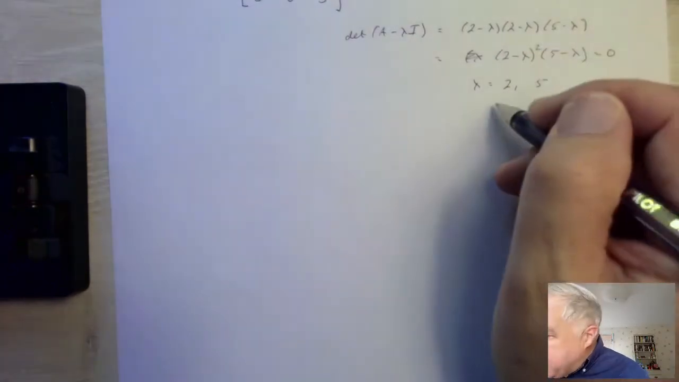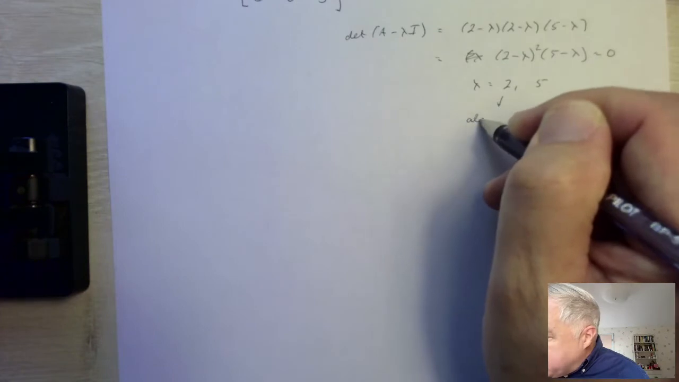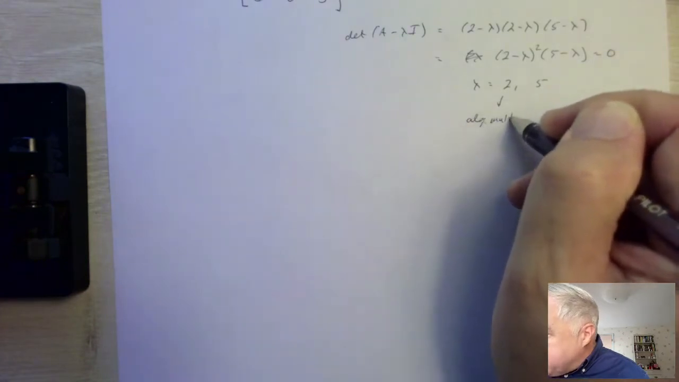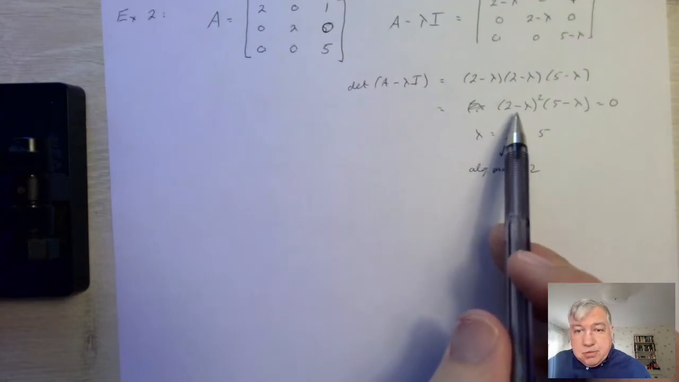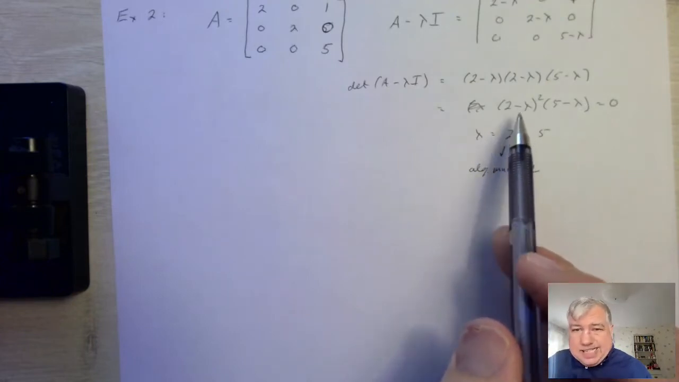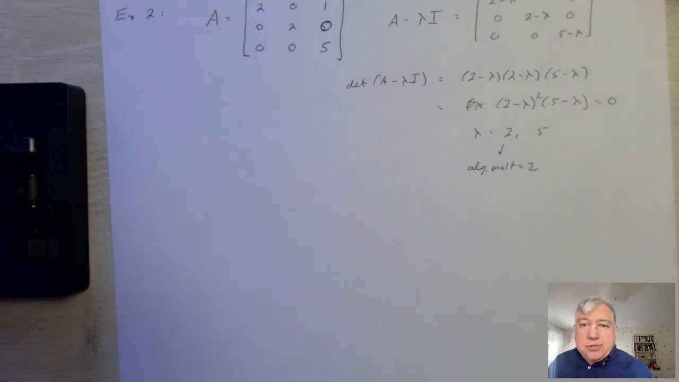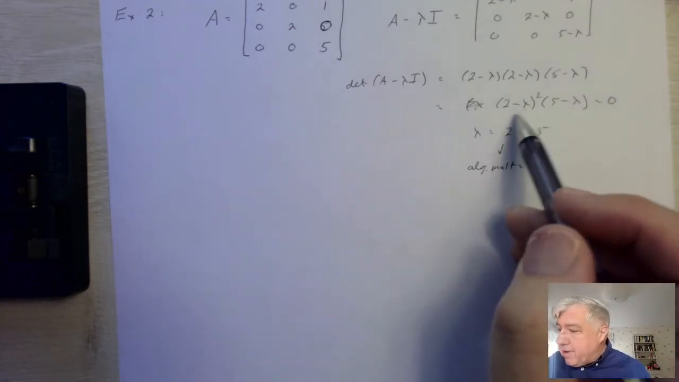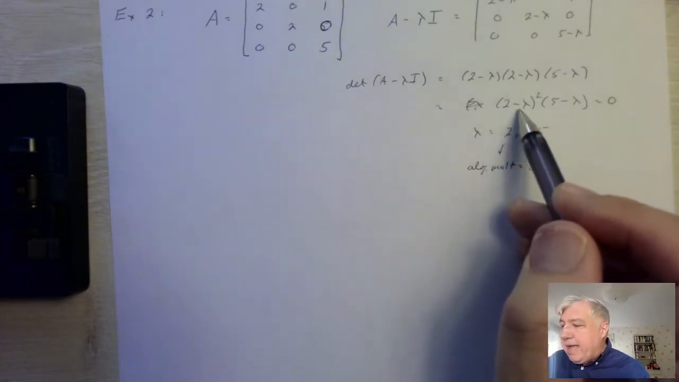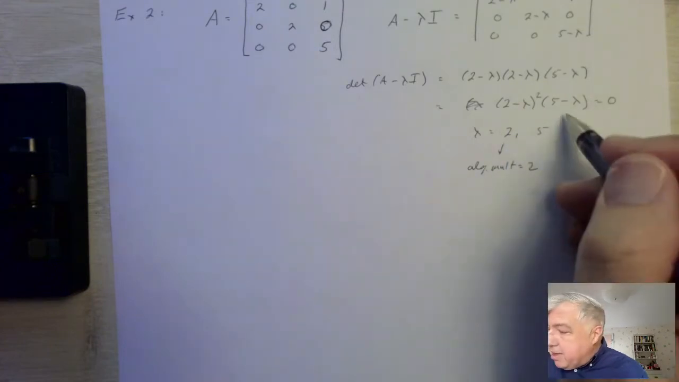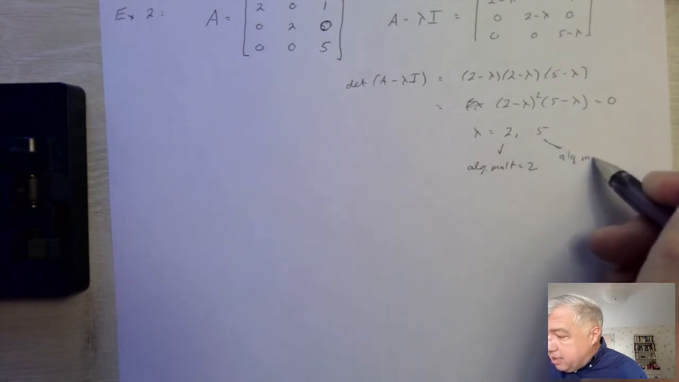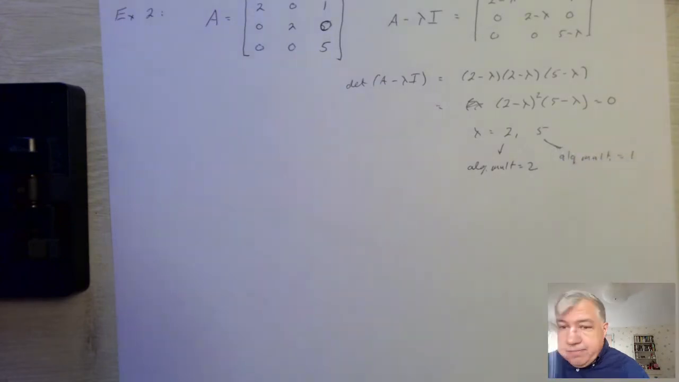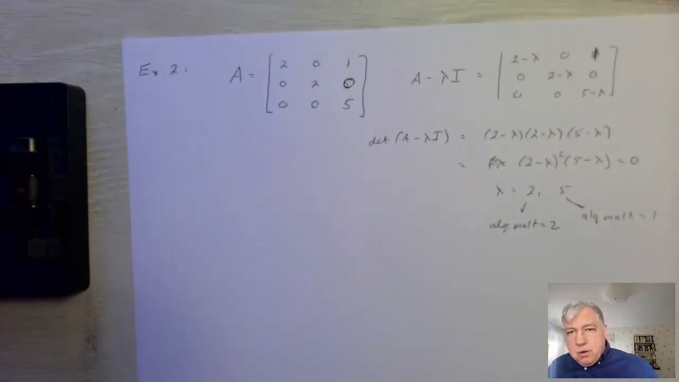We also see that in this case the algebraic multiplicity for 2 is 2, because lambda minus 2 appears twice. 2 minus lambda is just the opposite of lambda minus 2, so you can rewrite this as lambda minus 2 squared. It's the same thing. And 5 minus lambda is the opposite of lambda minus 5, so the algebraic multiplicity is 1.